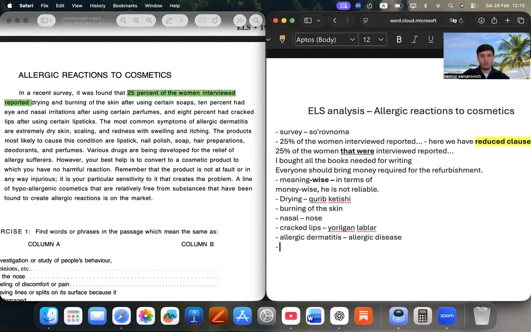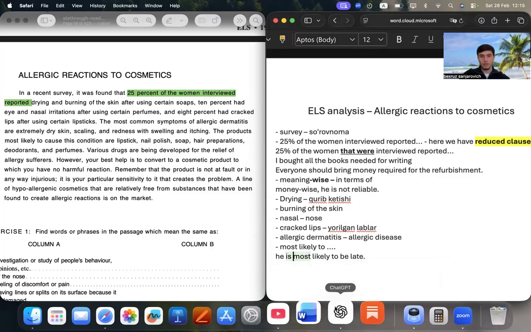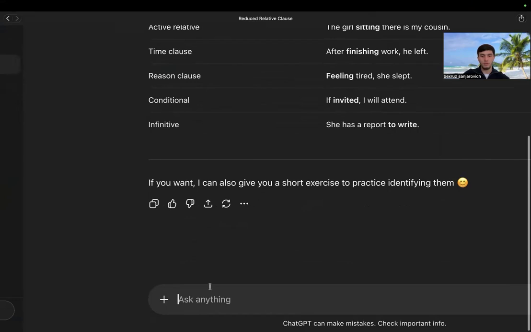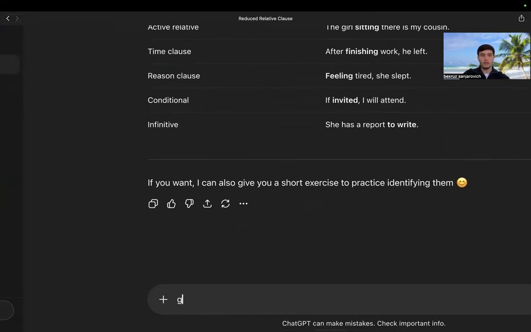You can learn the grammar structure. Most likely to do something. He's most likely to be late. We can say, yeah, he is most likely. Yeah. And you can again approach ChatGPT and tell it to give you sentences. Give me sentences to use for to be most likely to plus a verb.